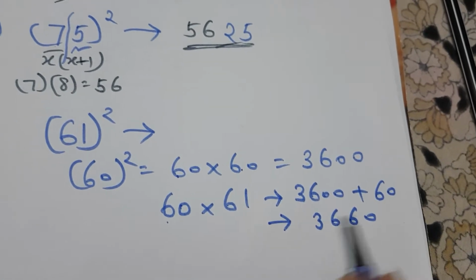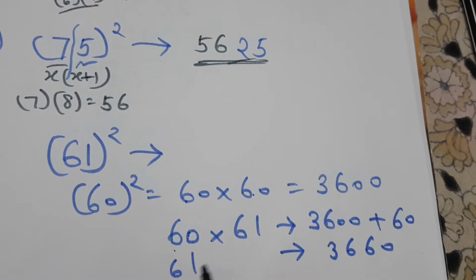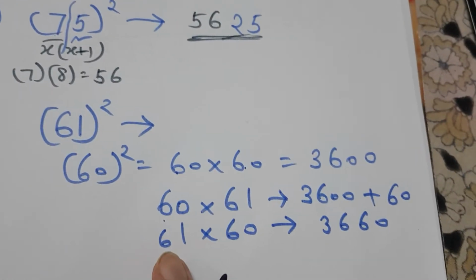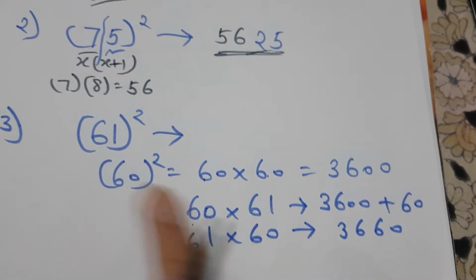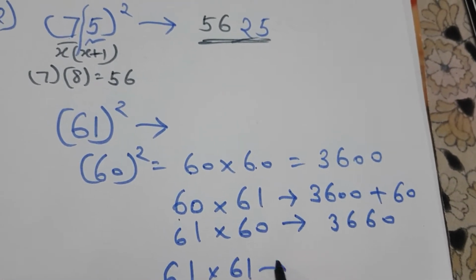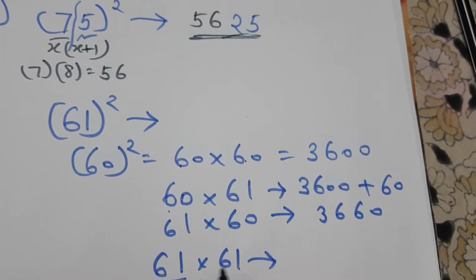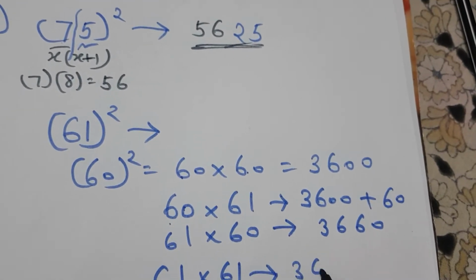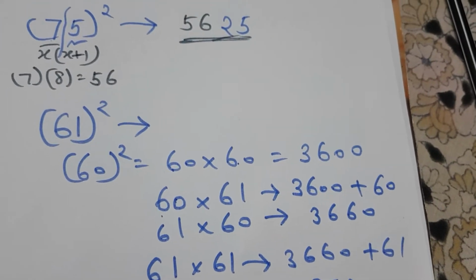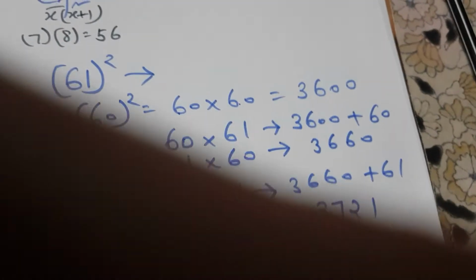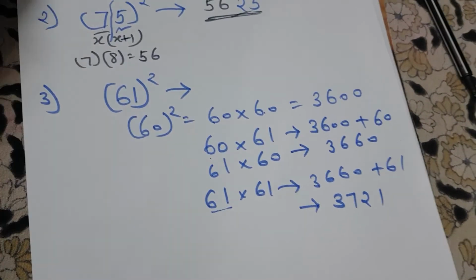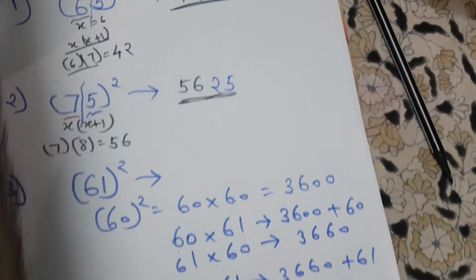Okay, now you can write this also in this way. It doesn't make a difference. Here it means that you have added 61 60 times. You need to add 61 61 times. So you just need to add 61 to 3660, which means 3660 plus 61. You get an answer 3721. I think this is easy. This is not a difficult one for you all.